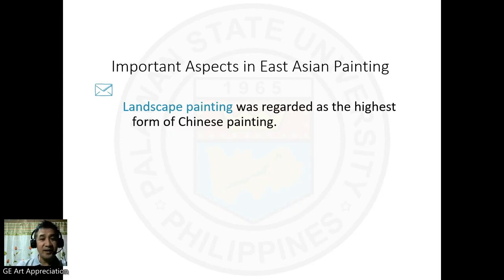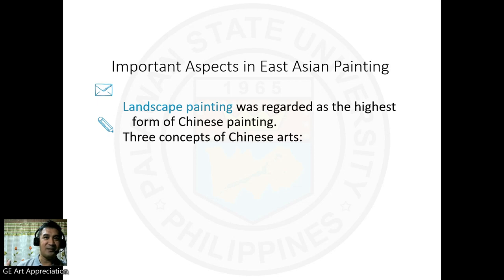What are the important aspects that we have to remember in East Asian painting? Landscape painting was regarded as the highest form of Chinese painting. So every time you see a Chinese painting, it should always be in the landscape orientation. Why? The Chinese term for landscape is made up of two characters, meaning mountains and water. That is the representation of landscape. It's always mountains and water. Why? It is linked with the philosophy of Taoism, which emphasizes harmony with the natural world. Harmony with nature is why it is always in the landscape painting, because it means mountains and waters.